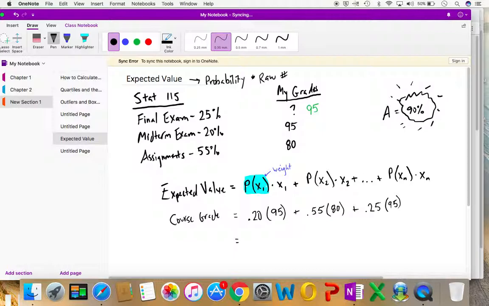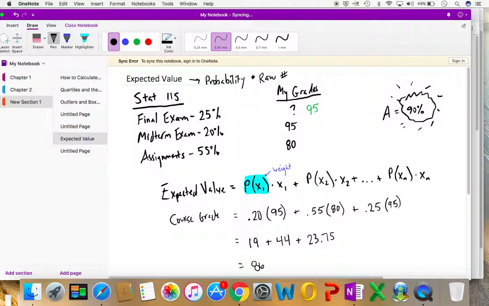So we'll take a minute here to do this. We're going to do 0.2 times 95, and I get 19 as that first component. For the assignment component, we're going to do 0.55 times 80, and that gives me 44. And then for the last one, again, we're going to guess with the 95. So 0.25 times 95, and that gives me 23.75. If I add these all up, this will give me what my course grade would be if I were to score 95 on the final. So 23.75 plus 44 plus 19 gives me an 86.75.